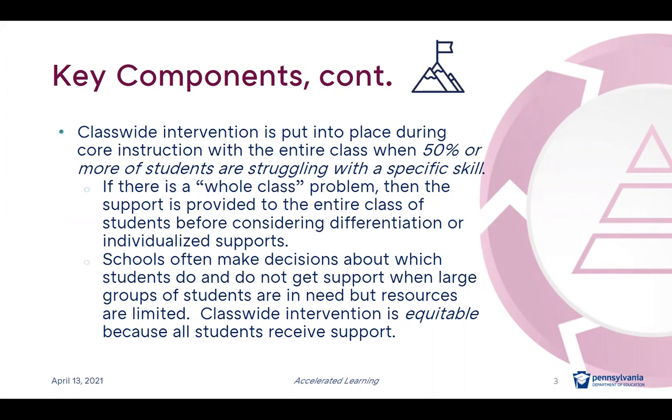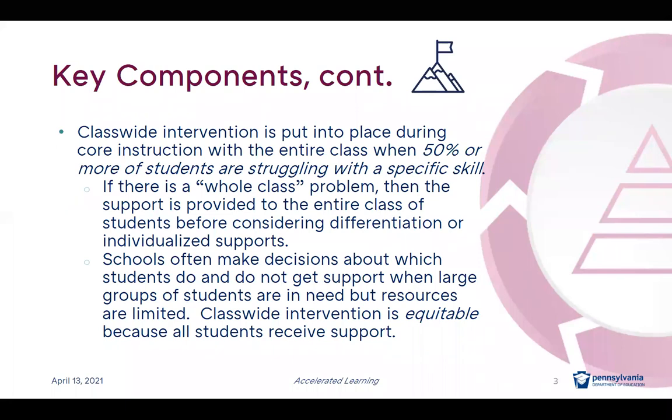Class-wide intervention is put into place during core instruction when the entire class, or 50% or more of students, are struggling with a specific skill. So we can think about it this way. If there is a whole class problem, then the support is provided to the entire class of students before we consider differentiation or individualized supports. This helps to make our decisions more efficient, effective, and equitable.